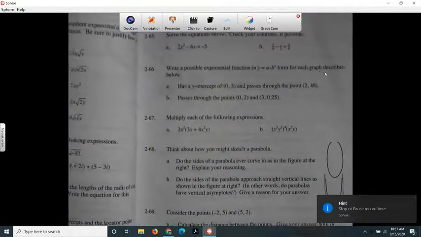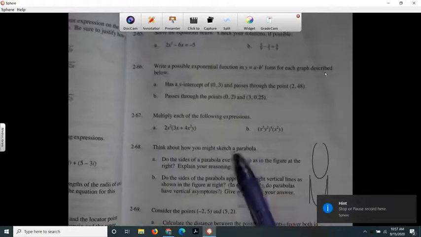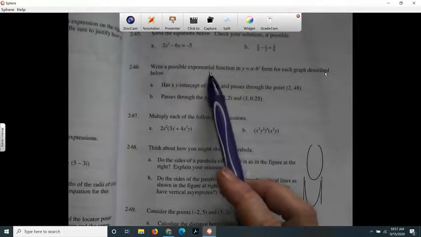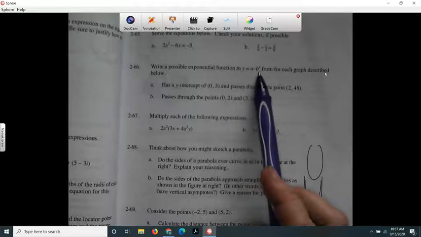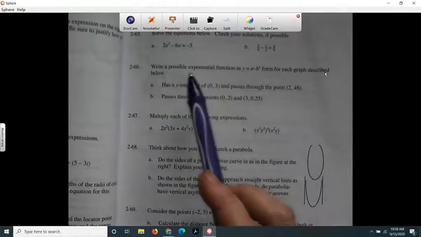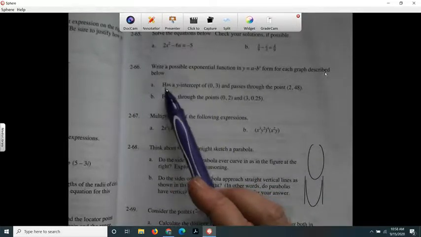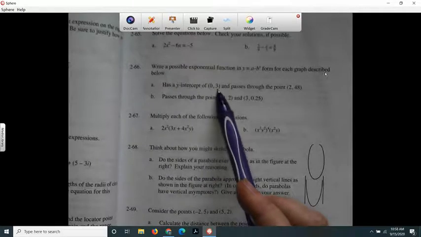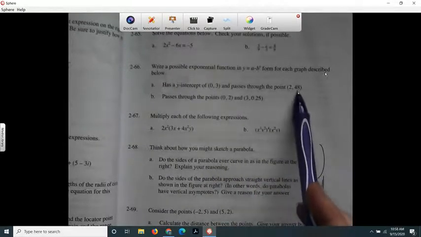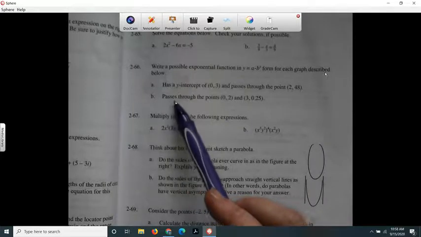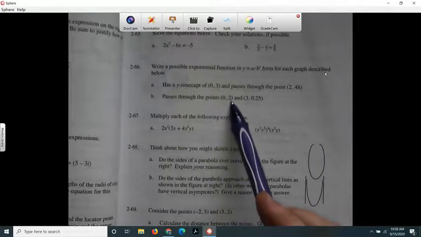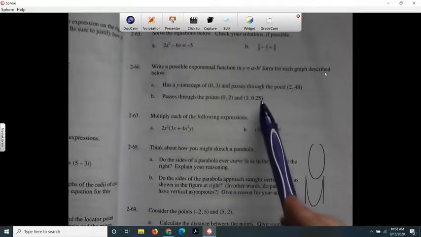Here's problem 2-66. It says, write a possible exponential function in y equals a times b to the x form for each graph described below. For letter A, it has a y-intercept at (0, 3) and passes through (2, 48). For B, it says it passes through the points (0, 2) and (3, 0.25).